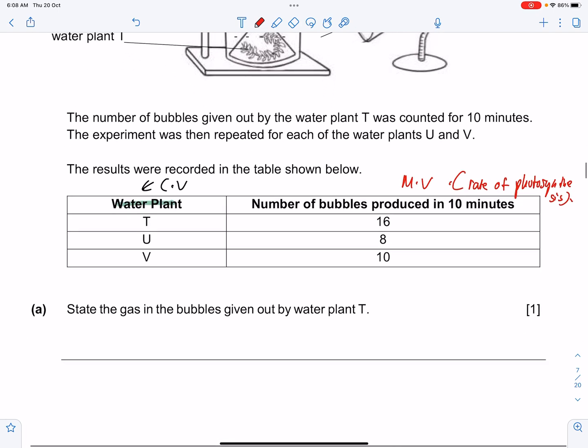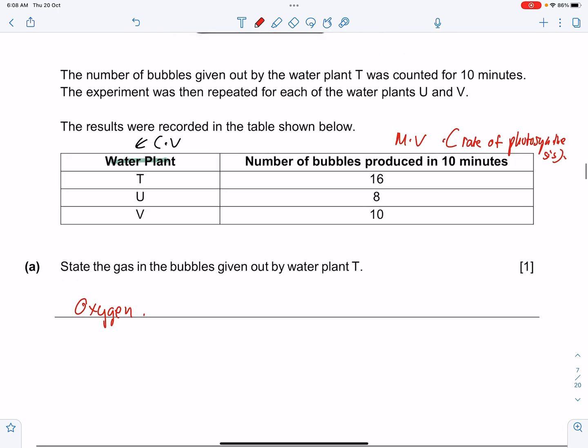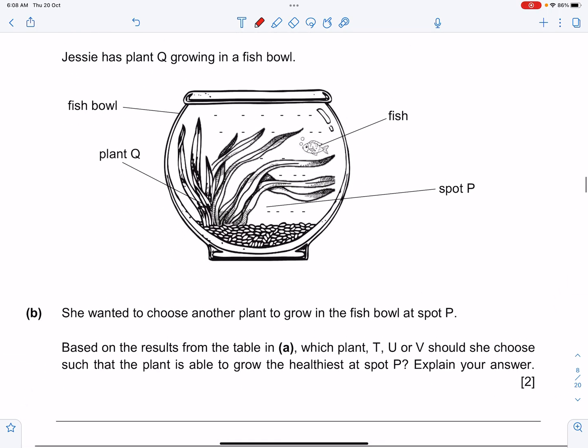Okay, now state the gas bubbles given out by water plant T, oxygen, something that we already are very familiar with. Okay, now Jessie has plant Q growing in a fishbowl. Okay, she wanted to choose another plant to grow in the fishbowl at spot P. So let's see, where on earth is spot P? Spot P is over here. Okay, now based on the results from the table, in A, which plant T, U, V should she choose such a plant is able to grow the healthiest at spot P?